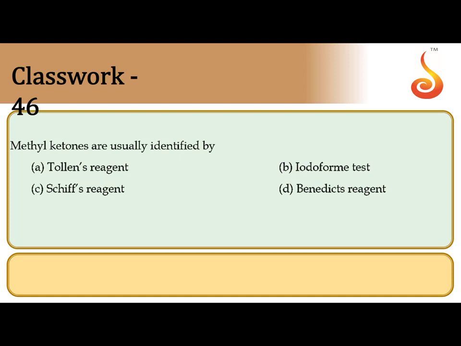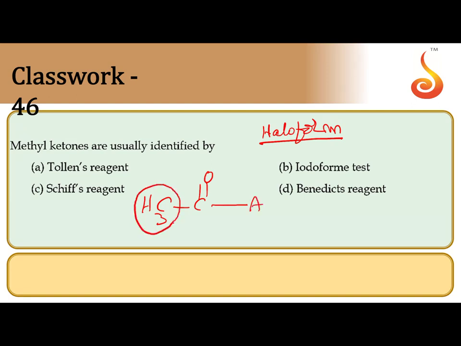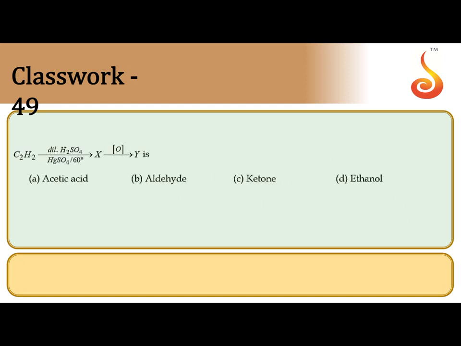Methyl ketones are usually identified by the haloform test. Haloform may be iodoform, chloroform, or bromoform. Methyl ketones are CH3CO, where anything may be on this side. This is the methyl group. A ketone containing a methyl group is called a methyl ketone. When they are reacted with iodine in the presence of base, the alpha methyl group is converted into iodoform. So the answer is iodoform.